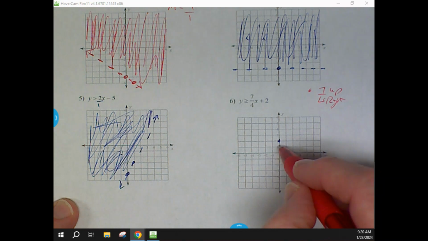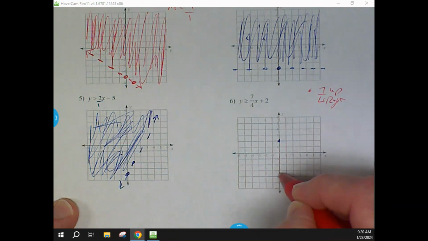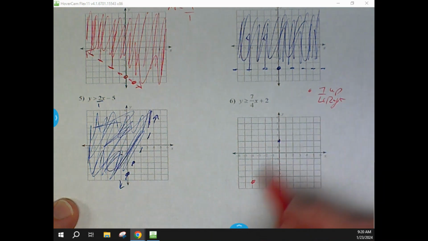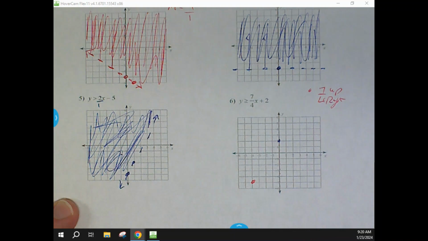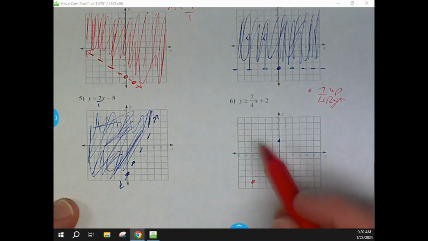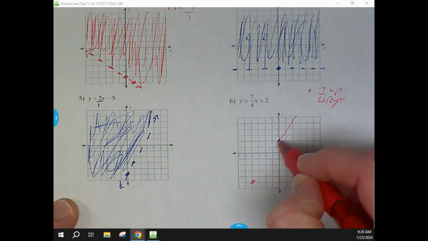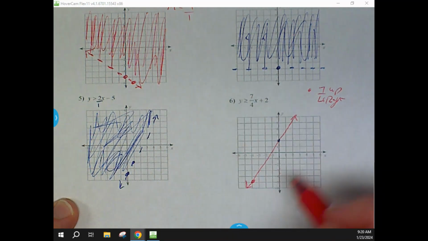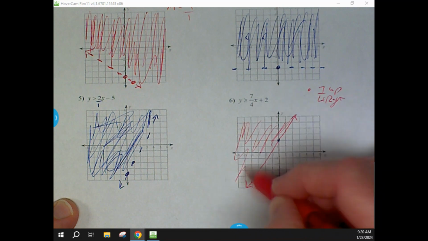We're going to go down 7. 1, 2, 3, 4, 5, 6, 7. And then 4 to the left. 1, 2, 3, 4 to get that point. And that way it should line up with where this point would have been here. Okay. It should be a solid line. Again, it is greater, so that's going to put everything up here.